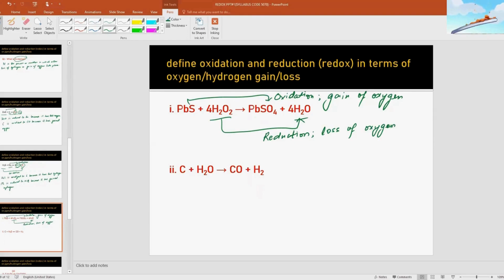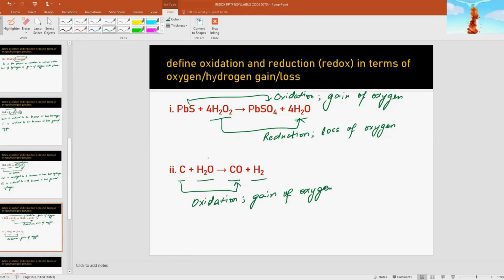Now, let's see the second reaction. This is a reaction between C and H2O to produce CO and H2. In this reaction, C is oxidized to CO. This is oxidation, because it has gained oxygen. And H2O is reduced to H2 because it has lost oxygen. Loss of oxygen.